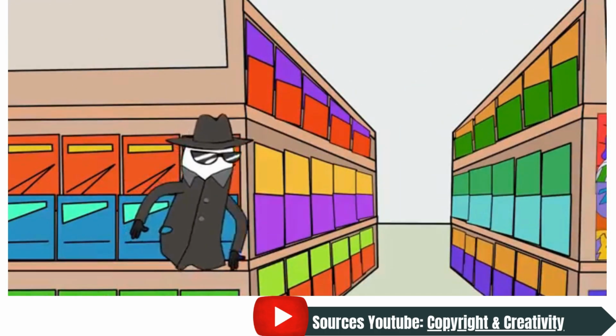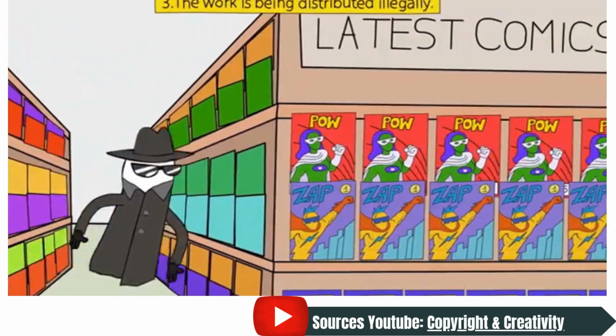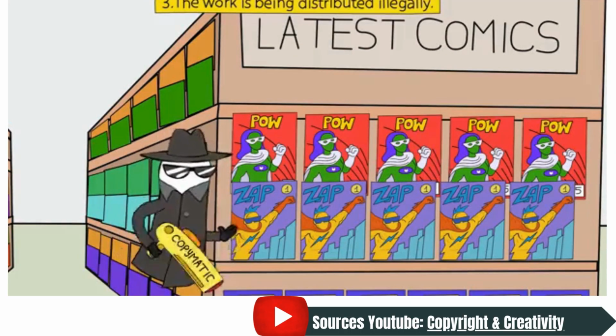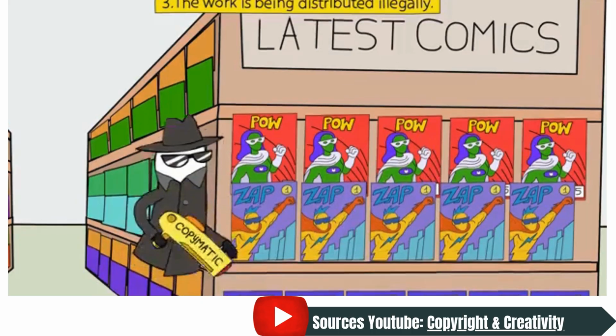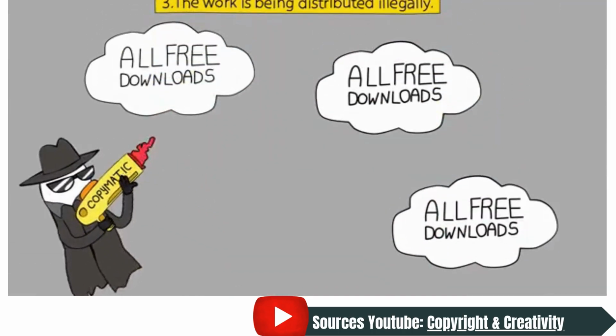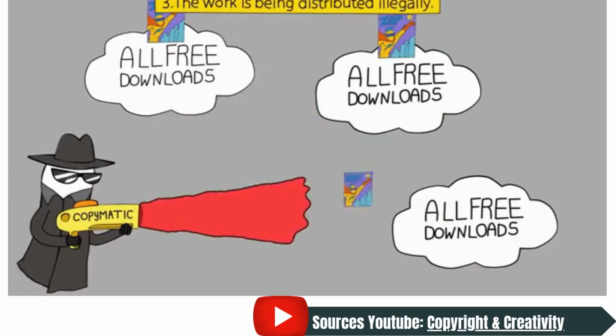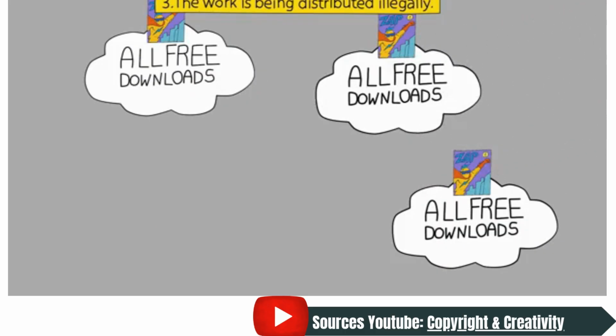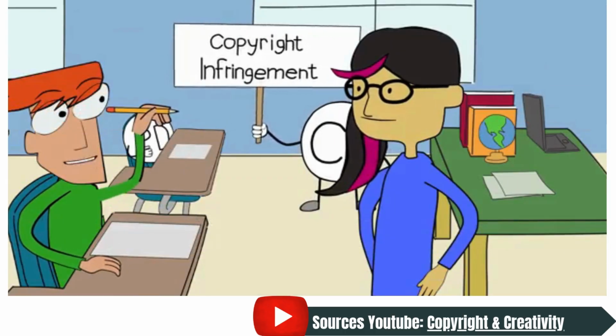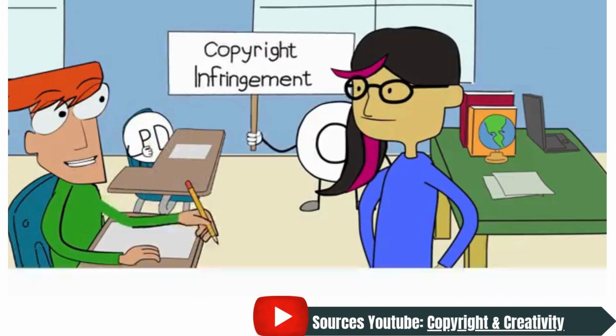A final reason you might find media online for free is the work is being distributed illegally. What I mean is, someone has unlawfully posted the work without the creator or artist's permission. This is called copyright infringement. But why should I care about copyright infringement?